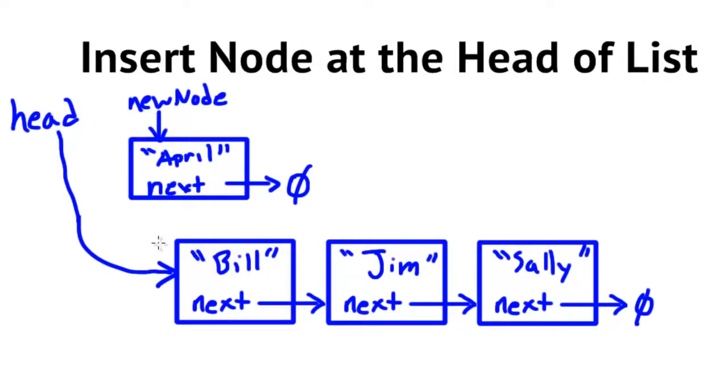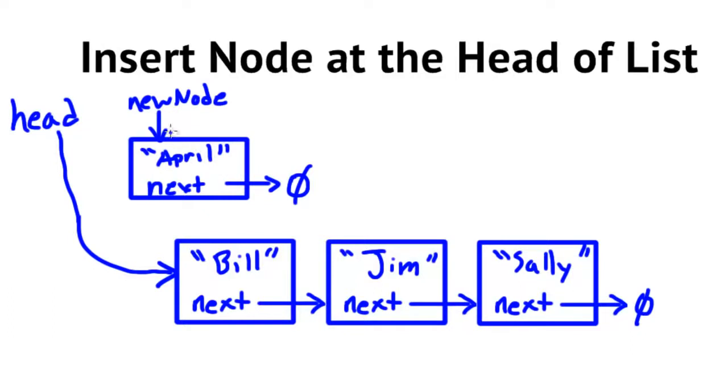So in the second case and the third case, before we get to either one of those cases, we'll actually do a traversal and find out where that node belongs. In this case, the traversal doesn't go too far. We look at the first node here, and it has this data member for the name Bill, and our new node has the name April. We see that April should go before Bill, so this node should be going at the very head of our list.